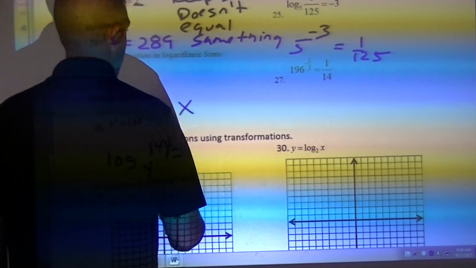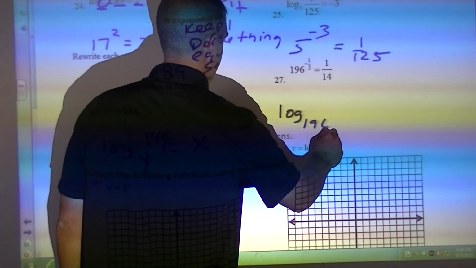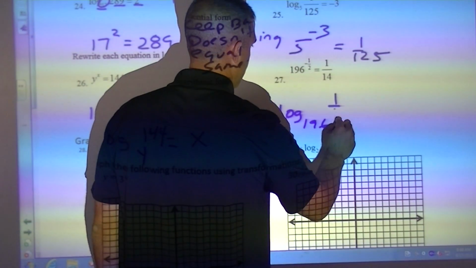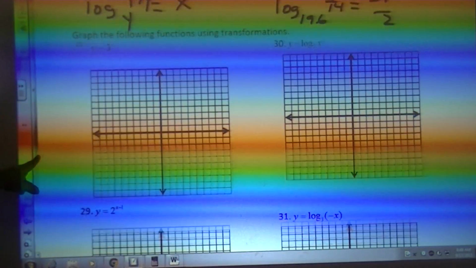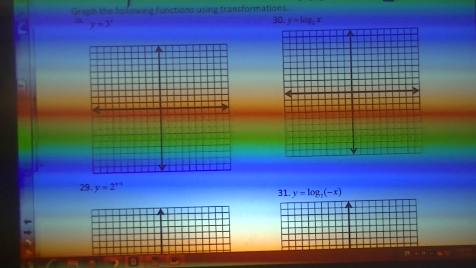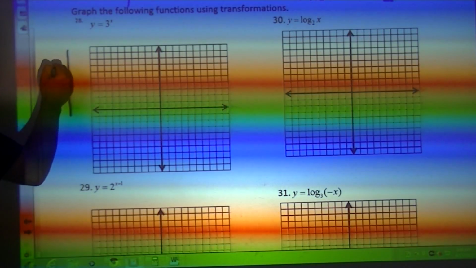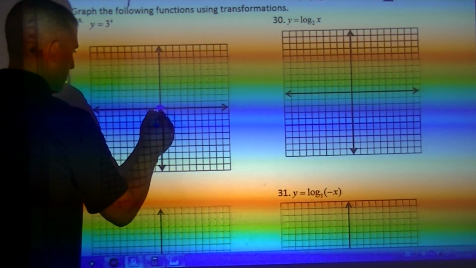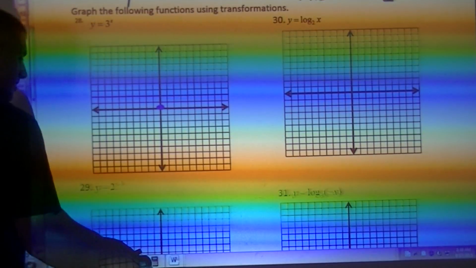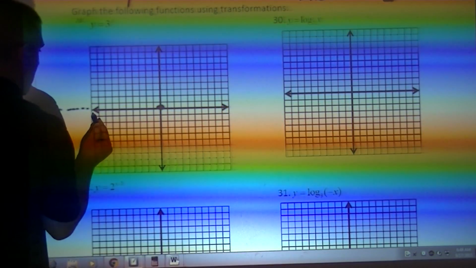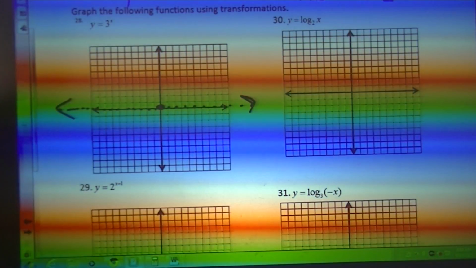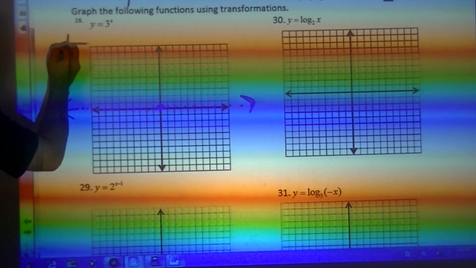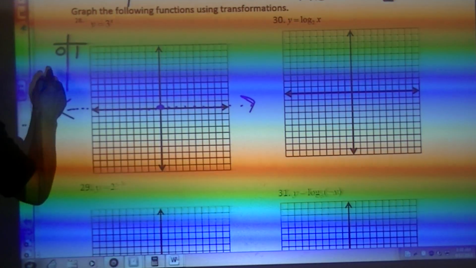On this one, it would be log of 196. It's no longer going to equal 1 over 14. It's going to equal negative 1/2. Our graphs: 3 to the x power. Very simply, our anchor point is going to be at 0, 0. We have a horizontal asymptote through that anchor point. Very simply, we're going to use these: 0, 1.